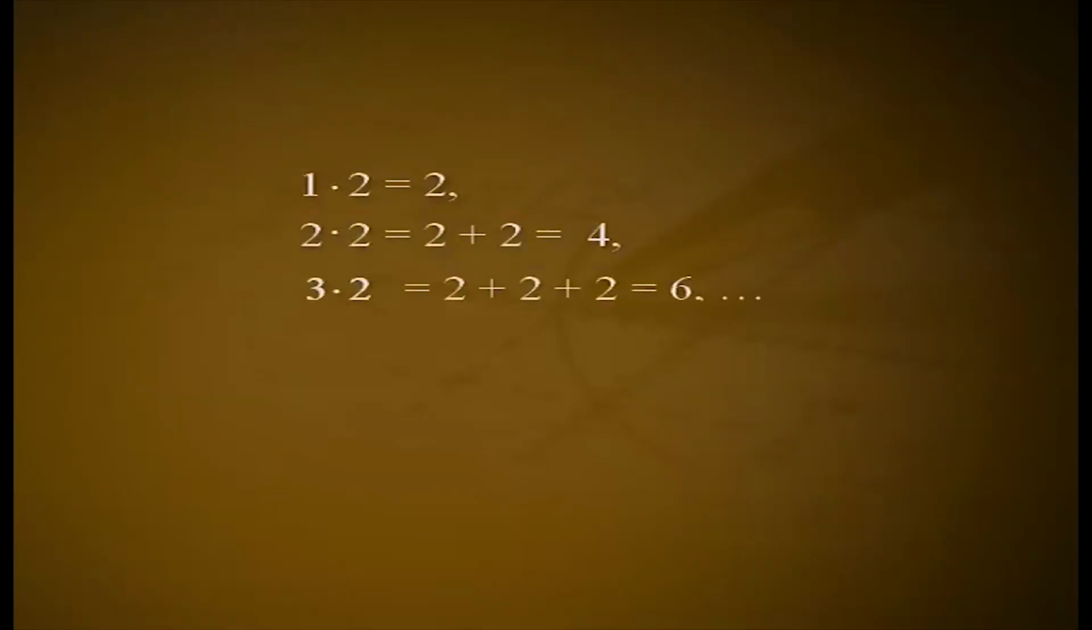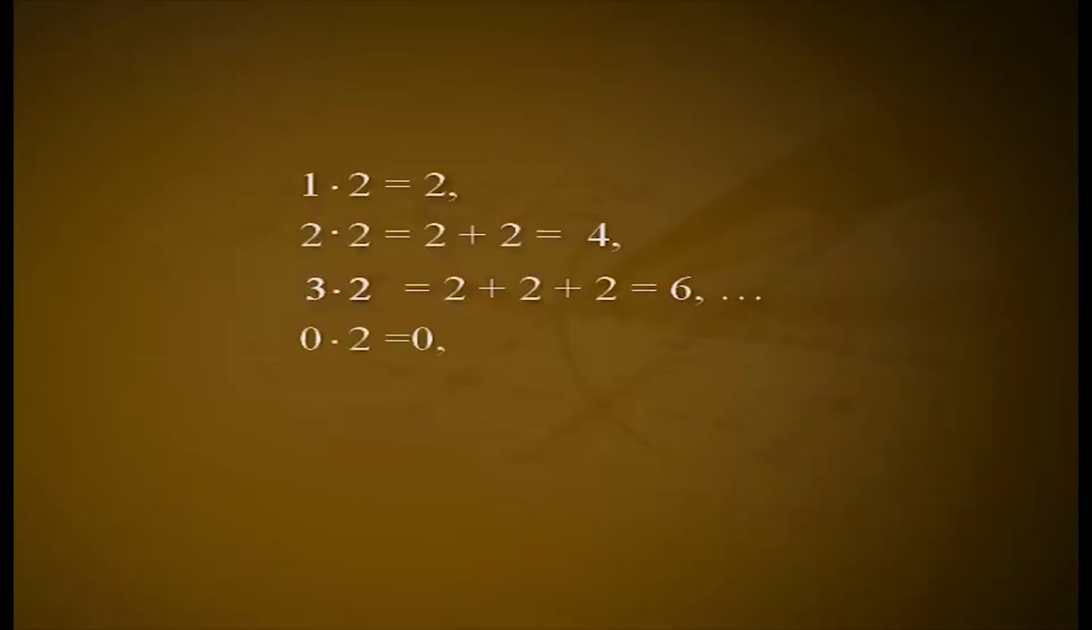Consider the group of integers under the operation addition. Find the subgroup generated by 2, the subgroup generated by 3 and the subgroup generated by n. Solution. Note that 1 × 2 = 2, 2 × 2 = 2 + 2 = 4, 3 × 2 = 2 + 2 + 2 = 6, etc.